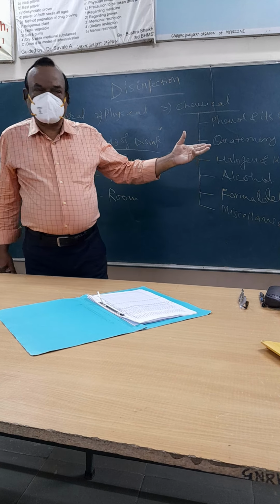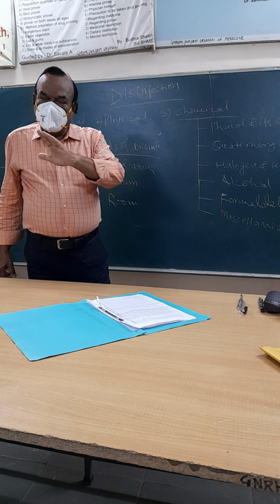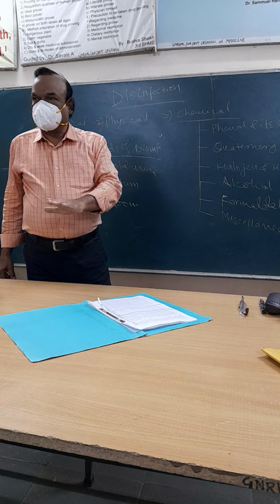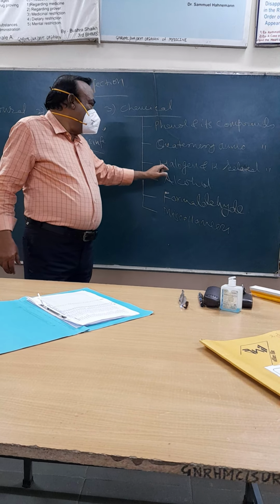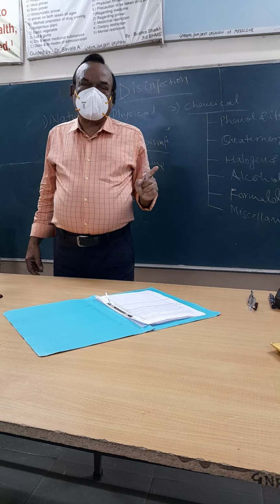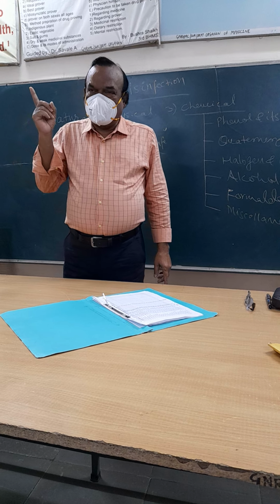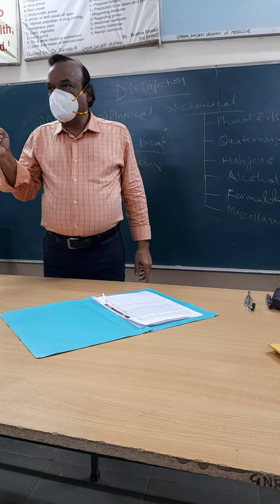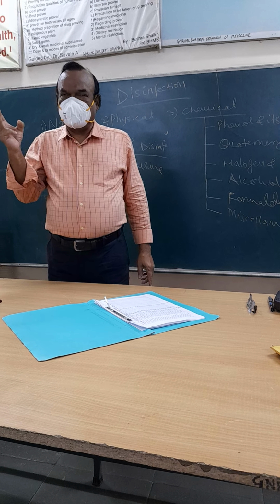You know the details about all these 3, because they are used for cleaning surfaces, mopping of the floor, and for dressing purposes. Next is the halogen and its compounds. Examples of halogen and its compounds are: number 1 is bleaching powder, second is iodine, third is betadine. So these 3 examples are there.